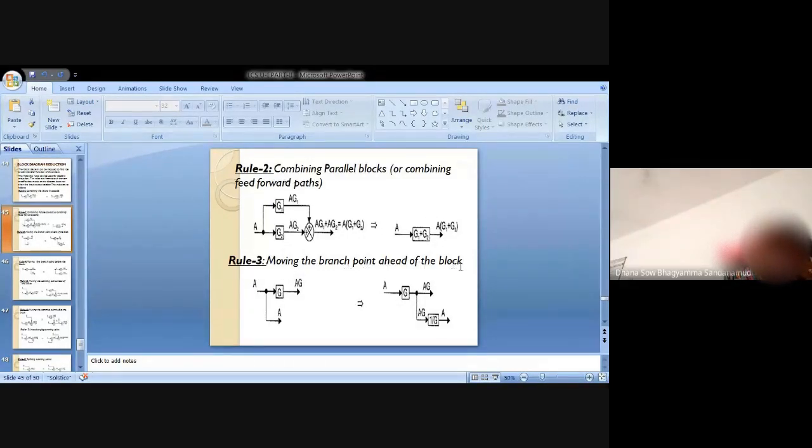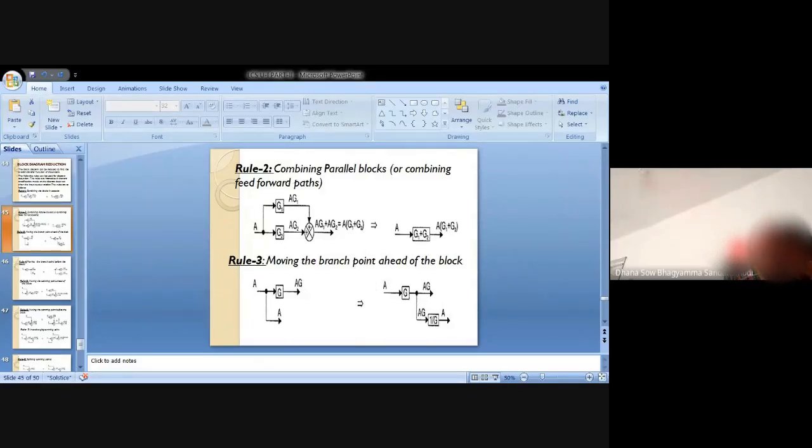Moving the branch point ahead of the block. So this is a branch point which is behind this block, behind block G. Input for G is A. The signal coming from this branch point, or takeaway point as we can call it, also carries input A to whatever location. Here nothing is shown, so the signal coming through this point is A. Input to G is A, so the output of this transfer function will be A into G.